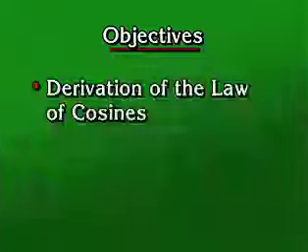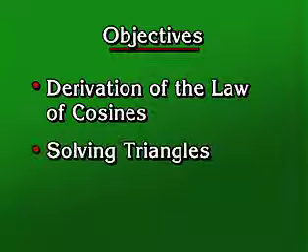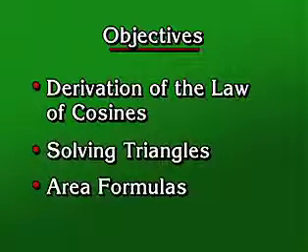I'm Todd. Up to this point, you've solved right triangles using the Pythagorean theorem. And in this section, you're going to learn how to solve triangles other than right triangles using the law of cosines. So let's begin by reviewing the objectives. You'll learn the derivation of the law of cosines, solving triangles, and area formulas.